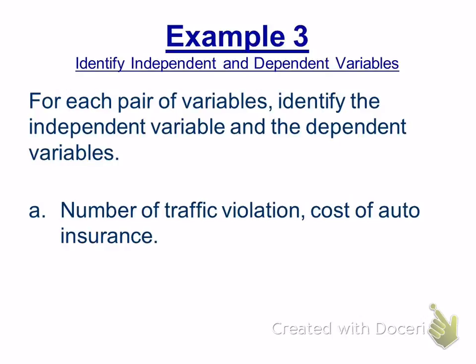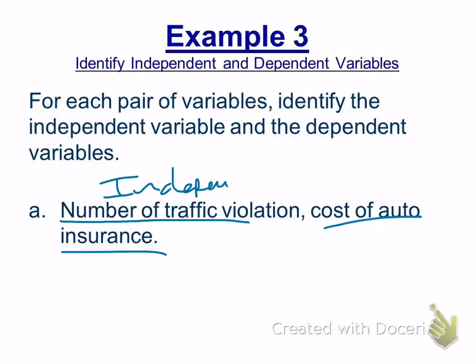All right, so in this scenario, the variables, the quantities, are the number of traffic violations and the cost of your insurance. That's the two variables. Which one of those is independent and which one is dependent? Elijah? The traffic violation is independent and the cost of auto insurance is dependent. Explain why. Because if you have a bunch of traffic violations, the more traffic violations you have, the more your auto insurance is going to be.